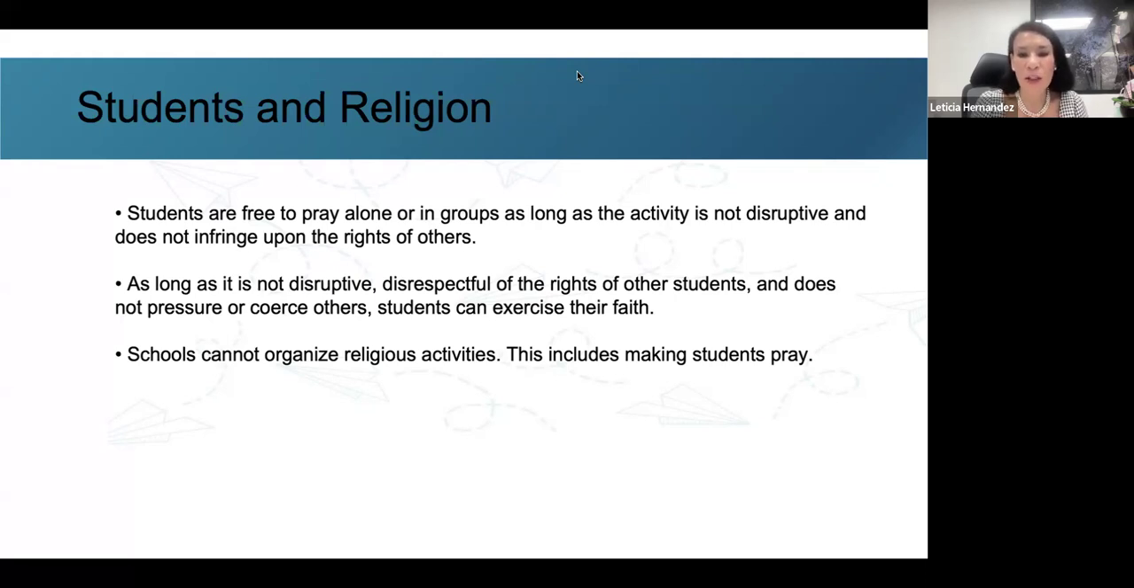Schools cannot organize religious activities. This includes making students pray. That's really critical, because let's say an employee would like to do a prayer over the speaker. They cannot do that. They cannot have children pray. They can't even do a prayer in the morning, nothing like that. That is where you see that delineation, and it's very clear.